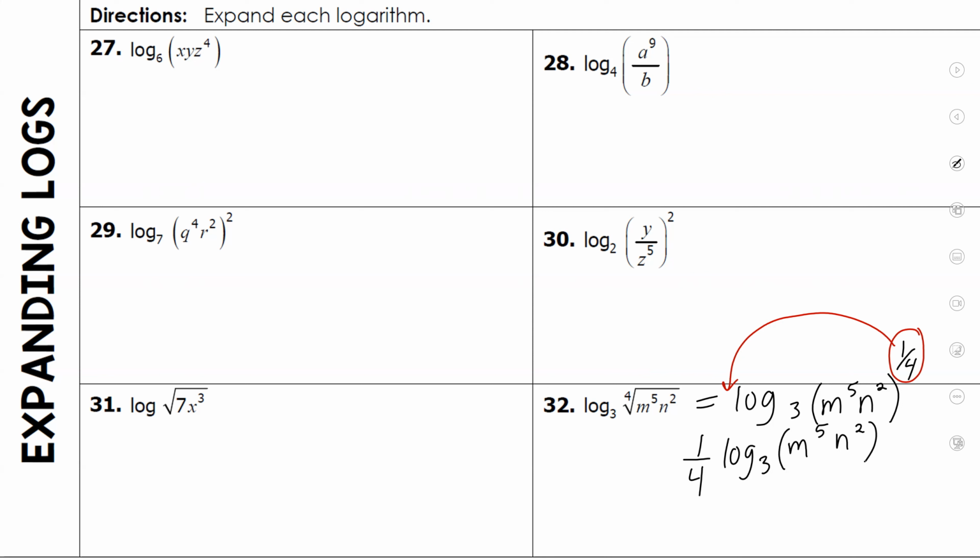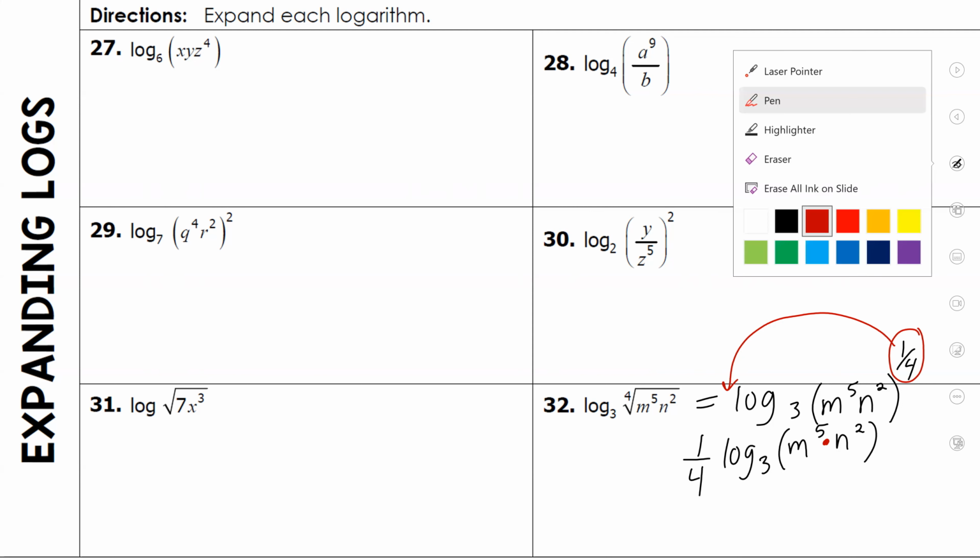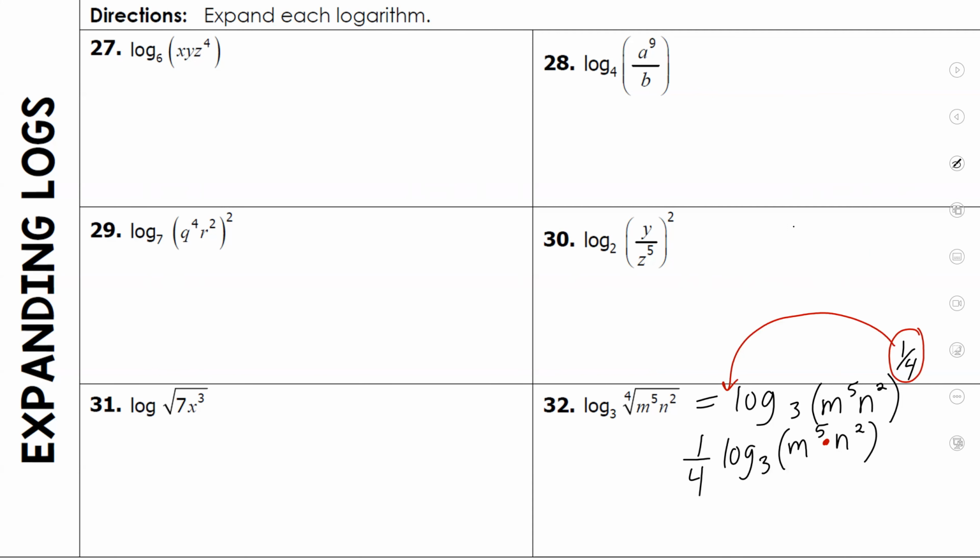Okay, guys, look. These are being multiplied together. So how do we expand it? Look at the product rule. What does the product rule say? Yep, we're adding them. So this will be log base 3 of m to the 5th power plus log base 3 of n to the 2nd power. We use the product rule here. Okay, this is pretty much your answer.